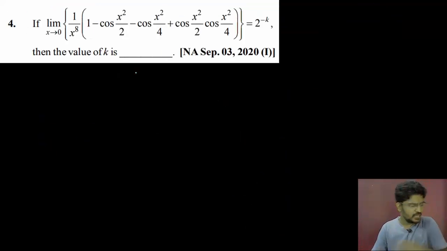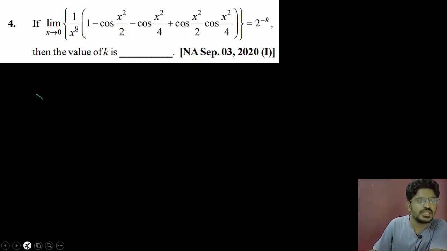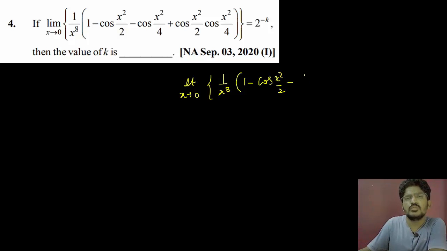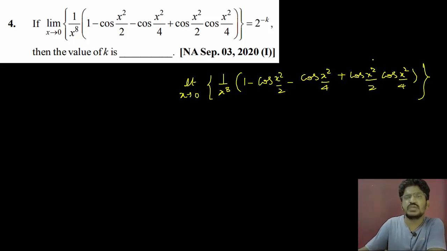Okay. Next we can go for the fourth problem. That is limit x extending to 0, 1 by x to the power of 8, 1 minus cos x square by 2 minus cos x square by 4 plus cos x square by 2 into cos x square by 4. Okay. So this is equal to 2 to the power of minus k. No problem. Let us simplify this.